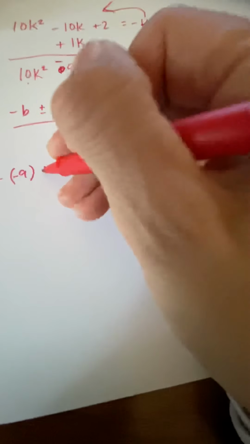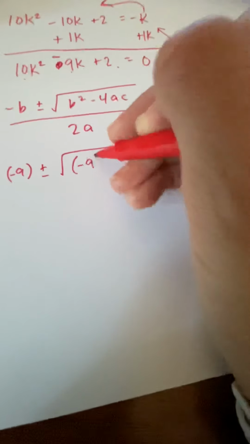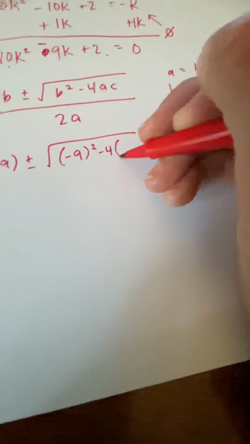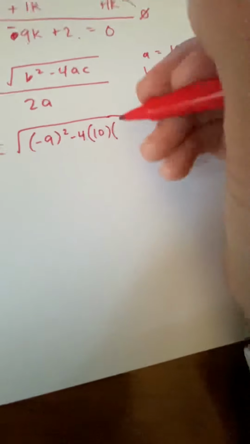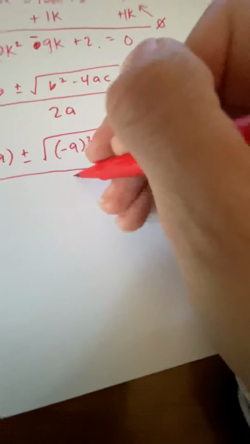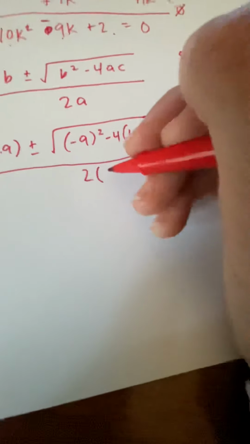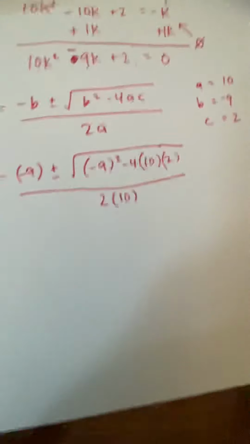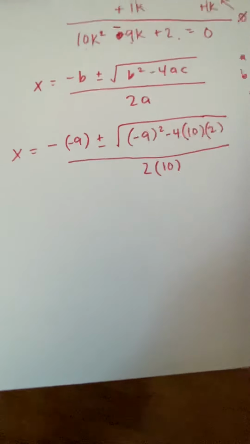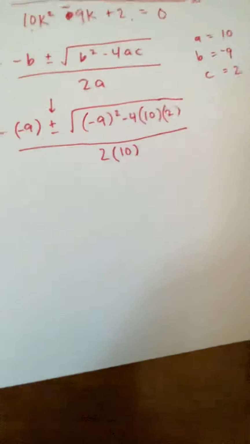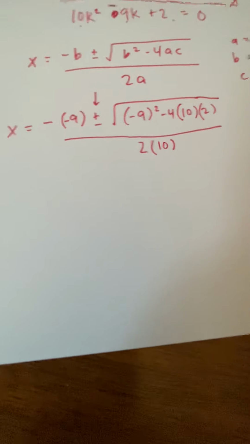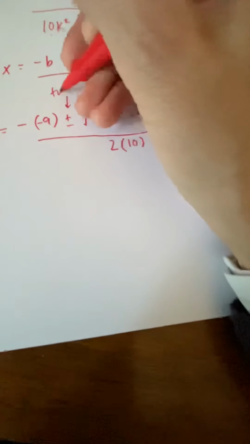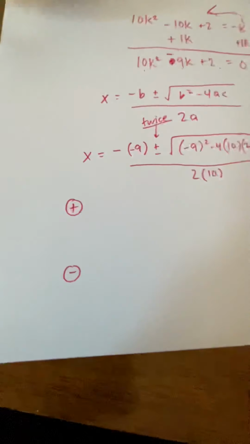Opposite of negative 9 plus or minus the square root of negative 9 squared minus 4 times a, which is 10, times c, which is 2, all over 2 times a, so that would be 10. Now, remember that this plus or minus right here, you can't do that all at the same time. It means that you have to do this twice. So you have the plus version you're going to do, and then the minus version you're going to do.